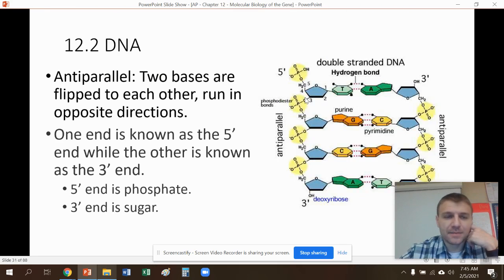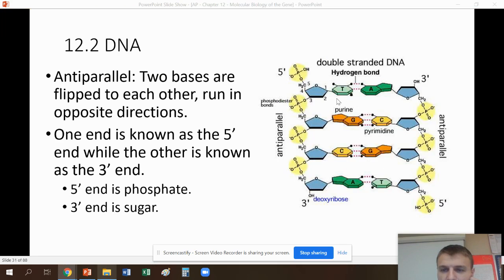Let's talk about that anti-parallel. You can see here, they're going to run in opposite directions, where we have this phosphate group at the top, and at the bottom here we have the sugar. We call the phosphate group the 5' end, so I always like to say it's the 5' phosphate. So just like phenotype and physical characteristic, 5' phosphate. And then the 3' is the sugar.